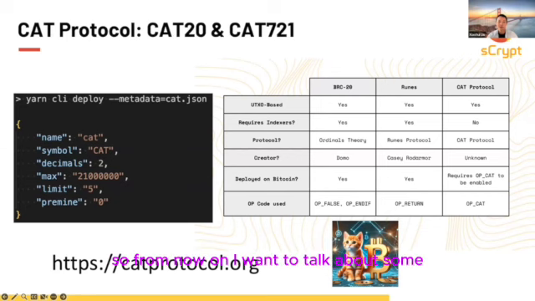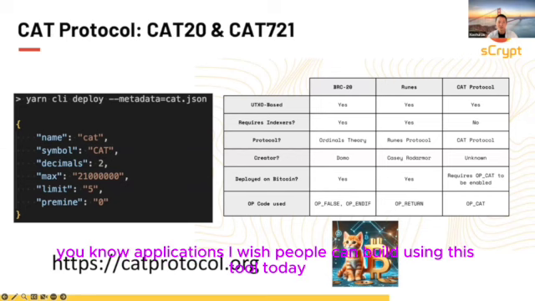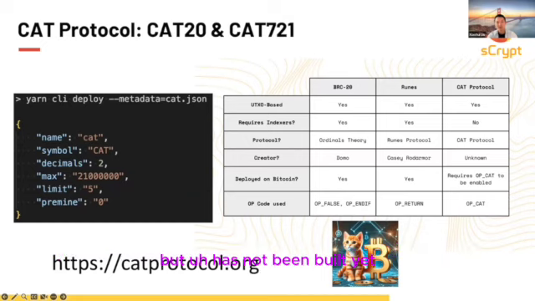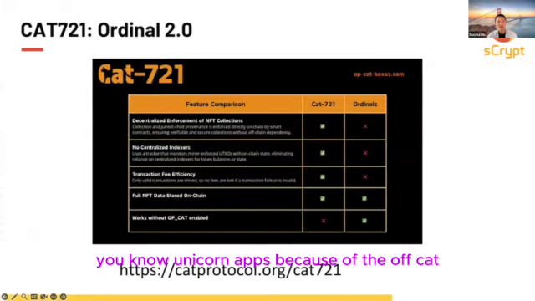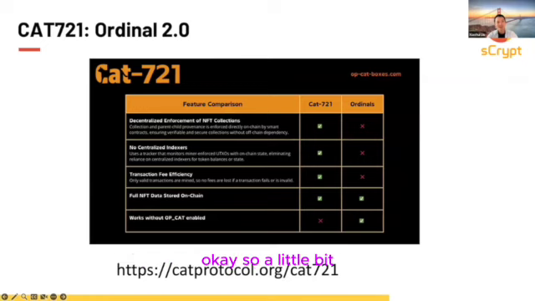So that's a little bit of background. From now on, I want to talk about some applications I wish people could build using this tool today but which have not been built yet. I think there's a lot of opportunity. I'm going to walk through some examples of applications I'm really excited about, and hopefully you can take some of this away. And maybe somebody here will build the next unicorn app because of OpCat.